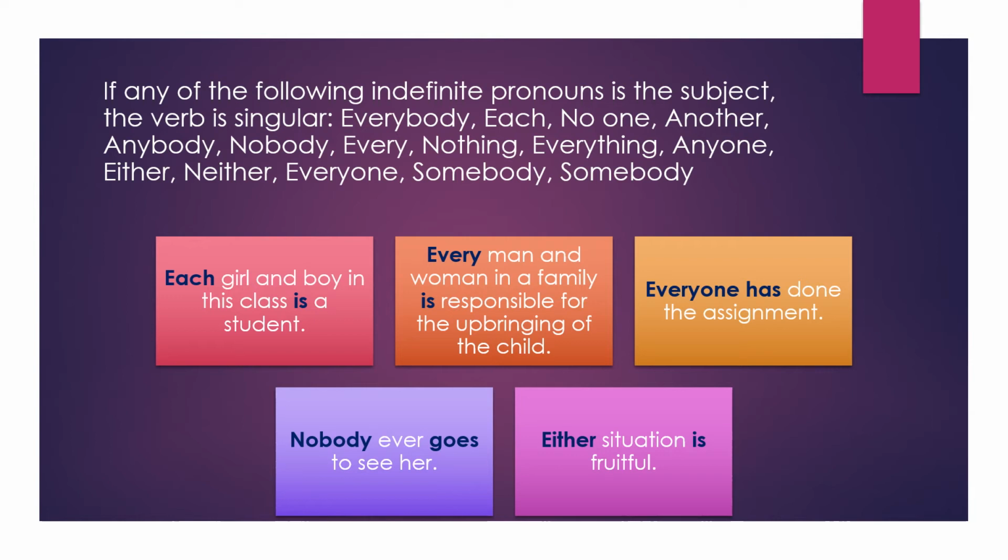Likewise, every man and woman in a family is responsible for the upbringing of the child. Every man and woman. Again, we are talking of one person at a time. Every man and woman is responsible. Everyone has done the assignment. Everyone have will never be used. It will be everyone has done the assignment. Nobody ever goes to see her. Either situation is fruitful. So whenever you have any such indefinite pronoun, they will be followed by a singular verb.